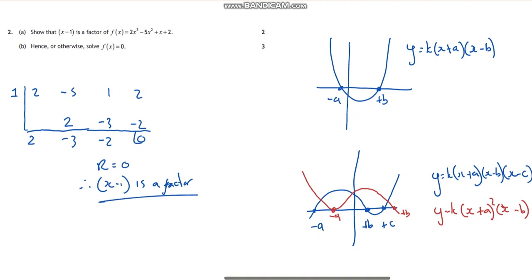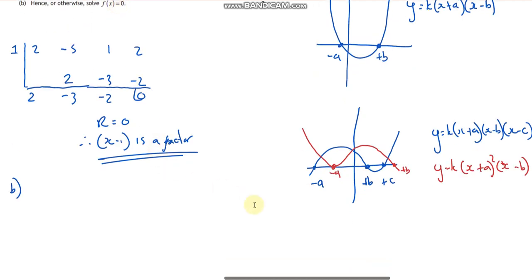Yeah, x plus 1 is the root, and that's the factor. So that's your first bit. Should be quite straightforward for that, and you'll get your 2 marks, but you would lose a mark if you didn't have your statement, so make sure you do that. And when it's asking you to solve it equals 0, it's really just saying we'll factorise it.